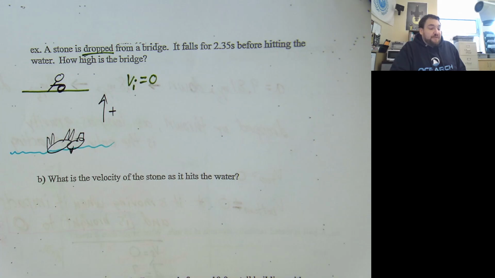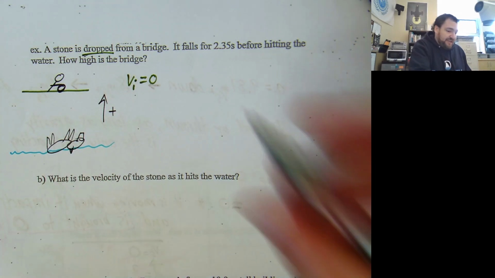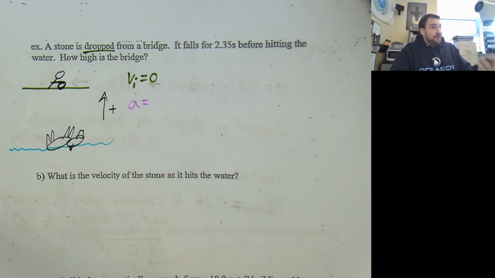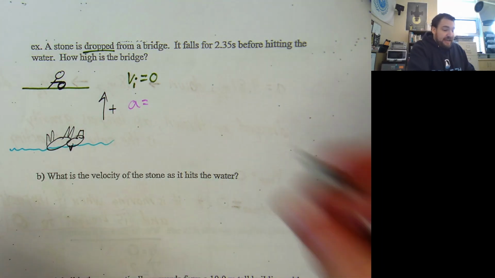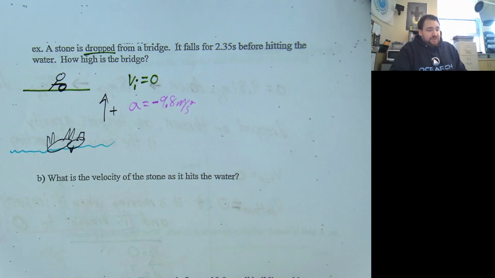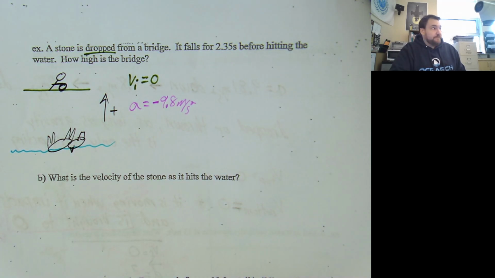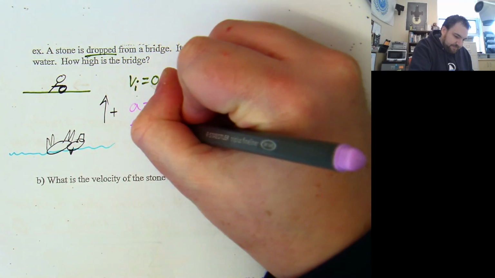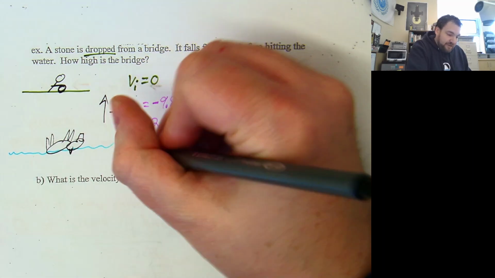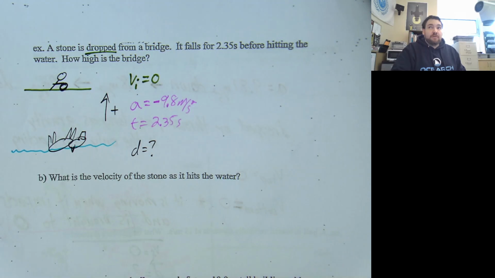Okay. It's falling, so it's going down. Acceleration for a falling object is what? Because Alana decided up was positive, acceleration is going to be negative 9.8 meters per second squared. What else do we know? We know the time is 2.35 seconds. And for the first part of the question, what we're looking for is how high is the bridge? So we're looking for the displacement. So let's plug it in and solve.